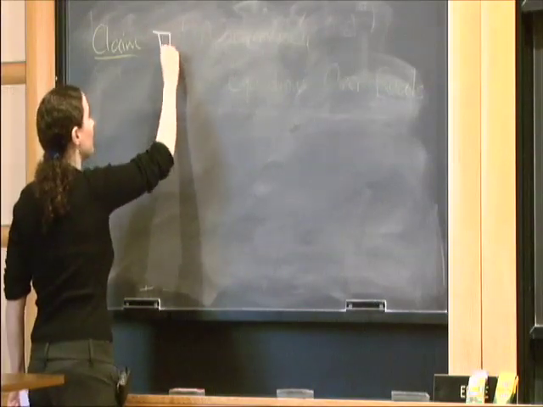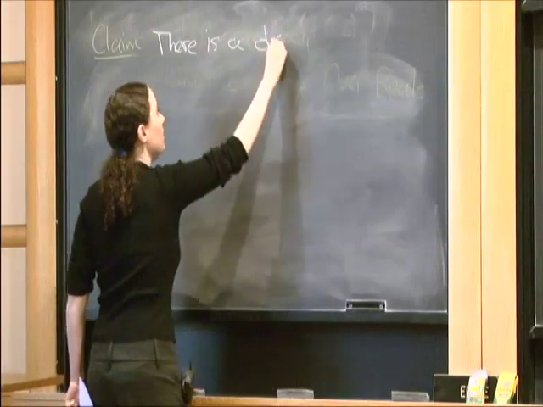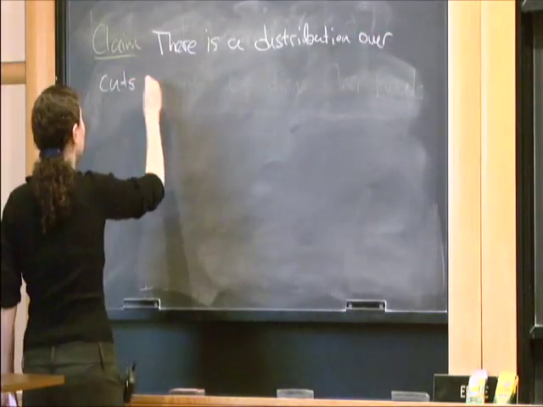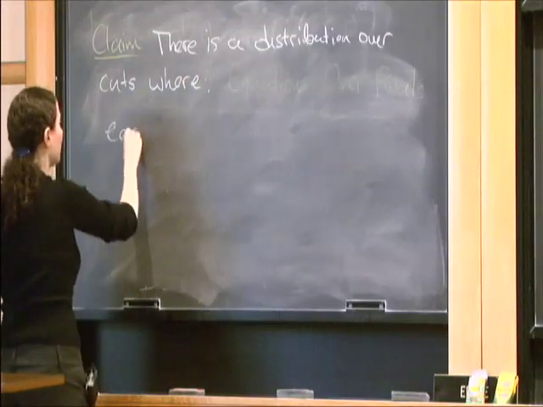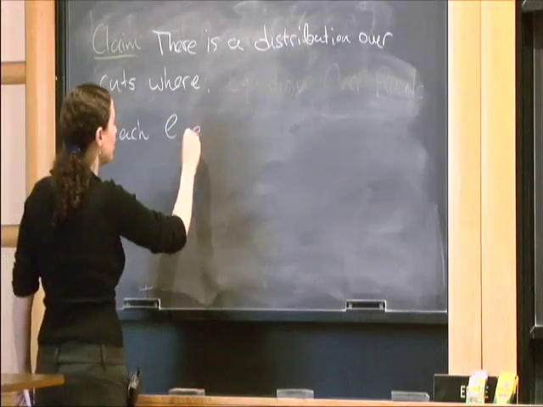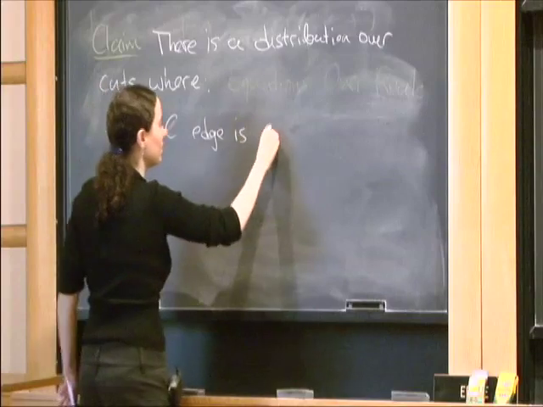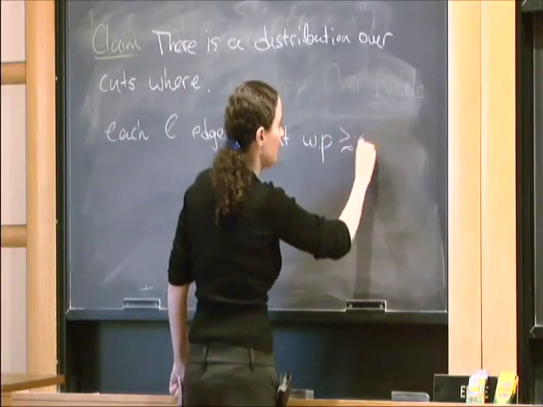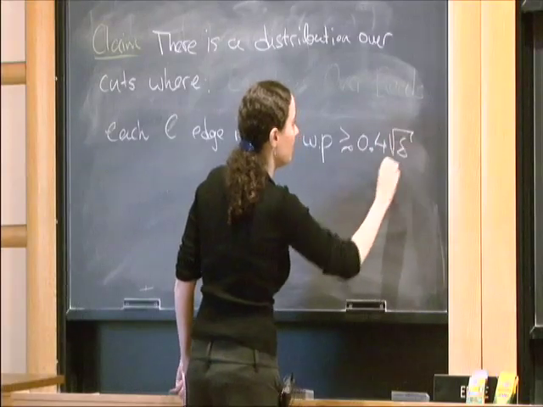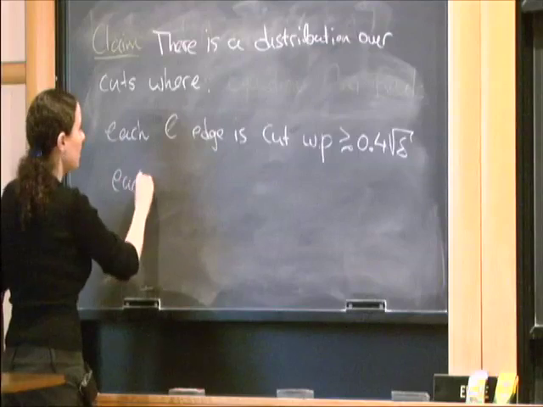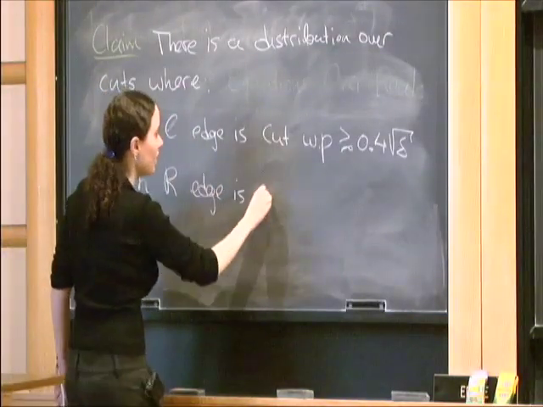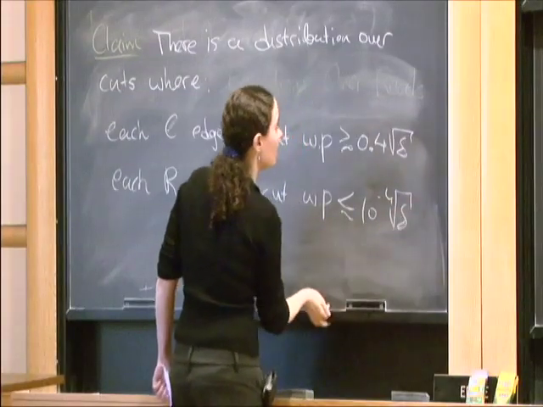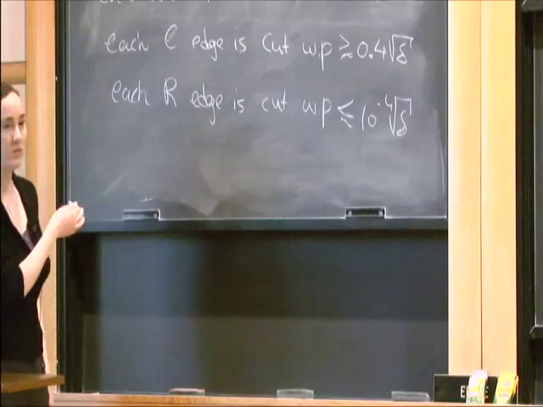So the first observation is that there is a distribution over cuts where each C edge is cut with probability at least 0.4 square root delta, and each R edge is cut with probability at most 10 to the minus 4 square root delta. Does anyone see how to prove this?